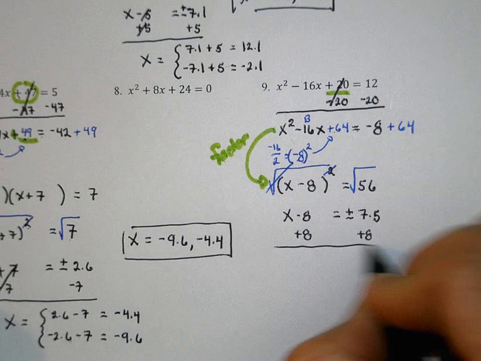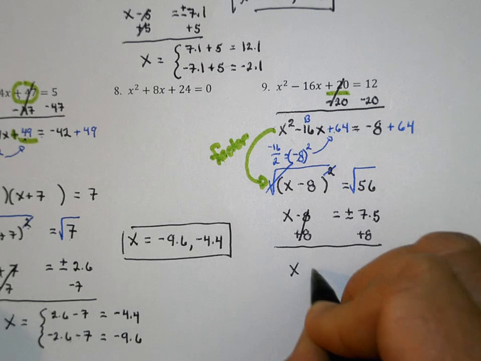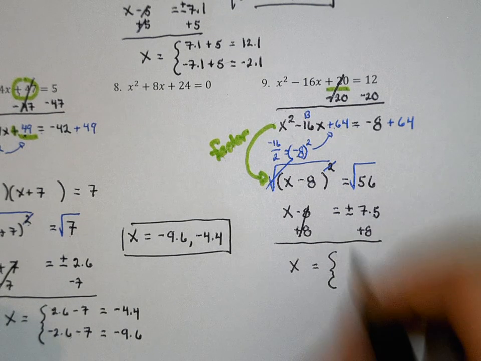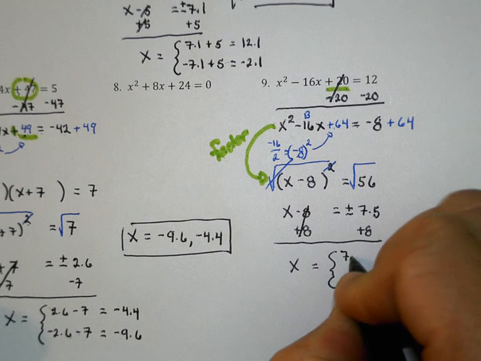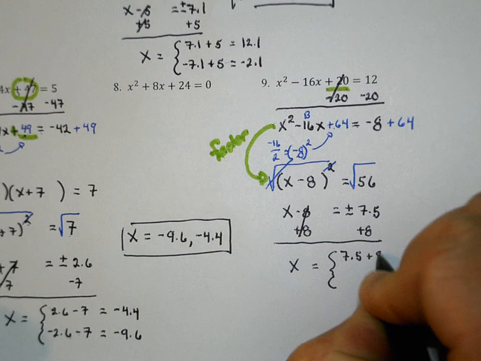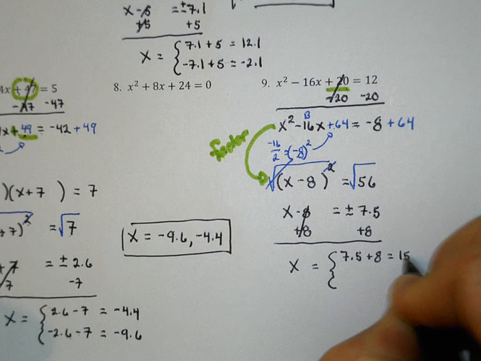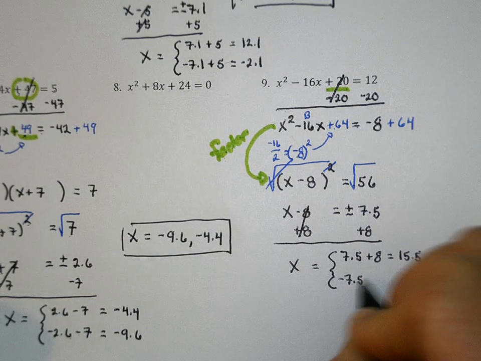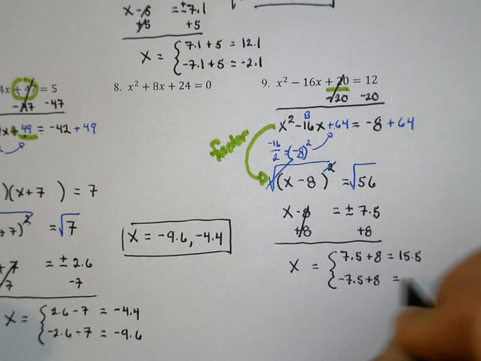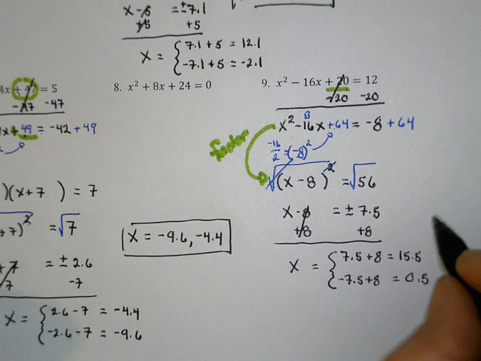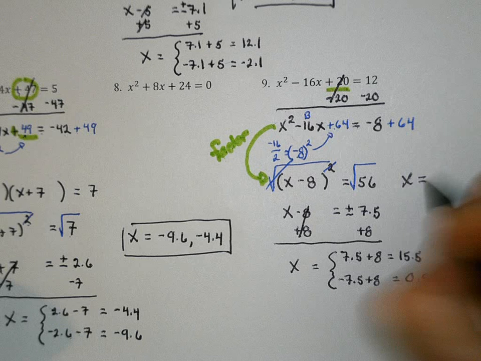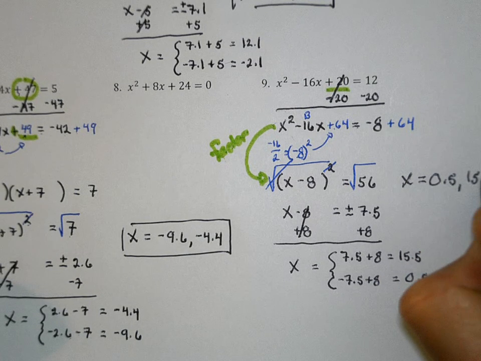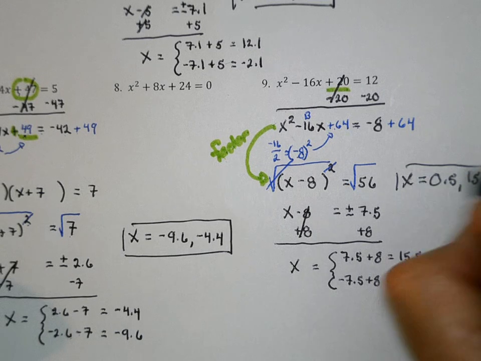These 8s would cancel, and we would get x is equal to, and we're going to get 2 answers for x. One of my answers would be whatever positive 7.5 plus 8 is, and that's 15.5. And my other answer would be whatever negative 7.5 plus 8 is, and that is 0.5. So on number 9, you should have got x is equal to 0.5, put a comma, 15.5. You have to put both. There's my answers for both of them.